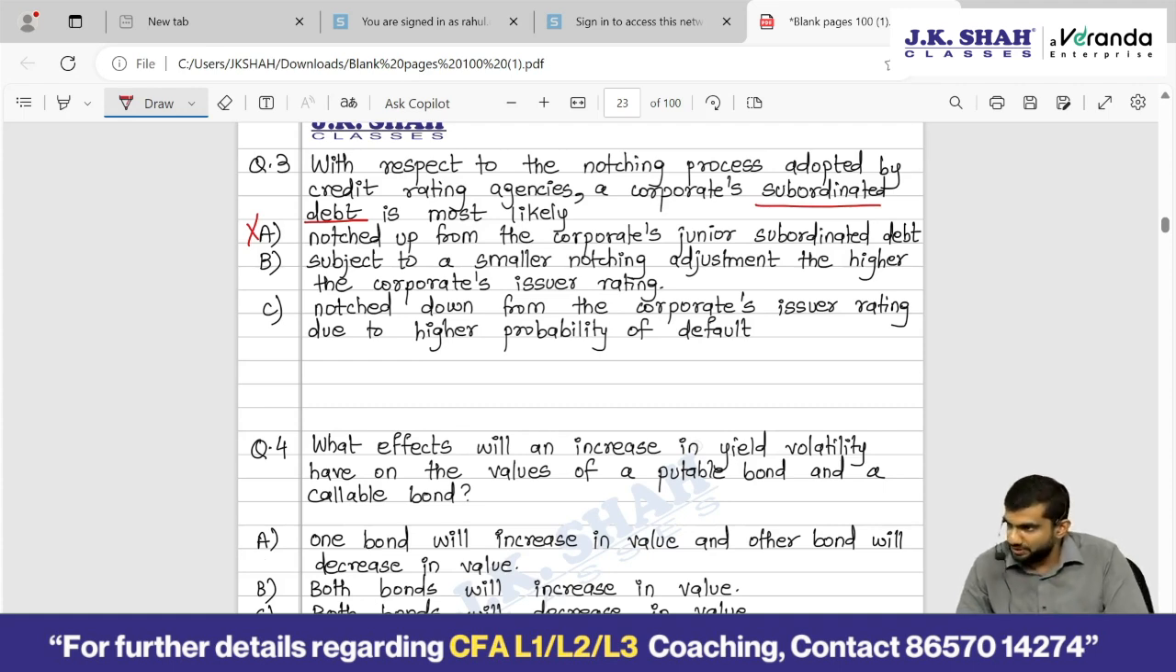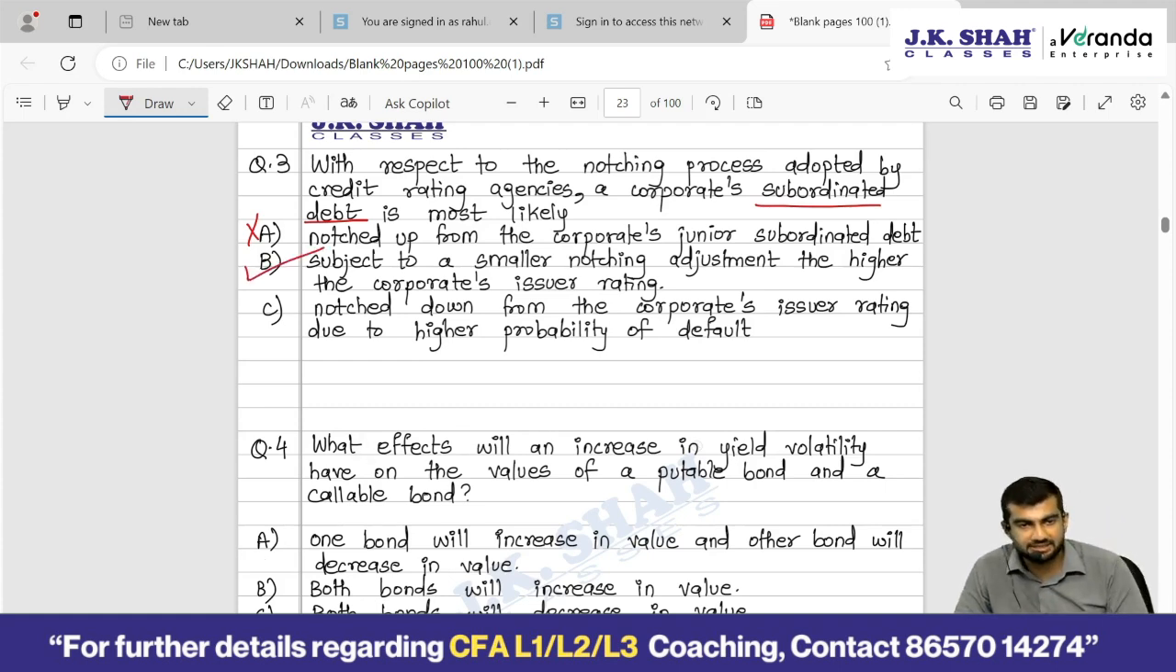So if the issuer goes to issue an incremental bond, that won't be rated so low or so high compared to the issuer rating. So the notching adjustment would be very low, whereas the notching adjustment would be high for a high yield issuer. Okay, getting the point? So B is correct.